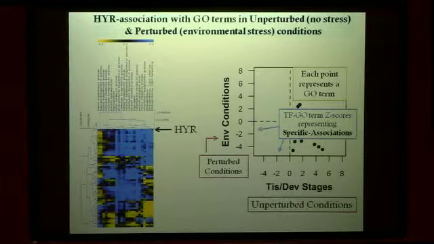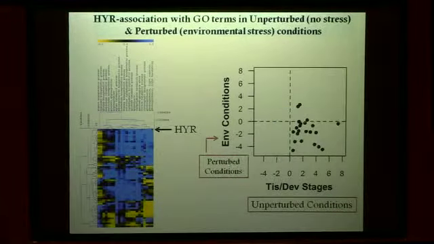So here you see the Z-scores of them. And what we see is a large number of these processes, which are positively associated with development stages, required and activated in these stages, like, for example, photosynthesis, reproductive stages, etc. These are normally downregulated under environmental conditions, as you've seen earlier.